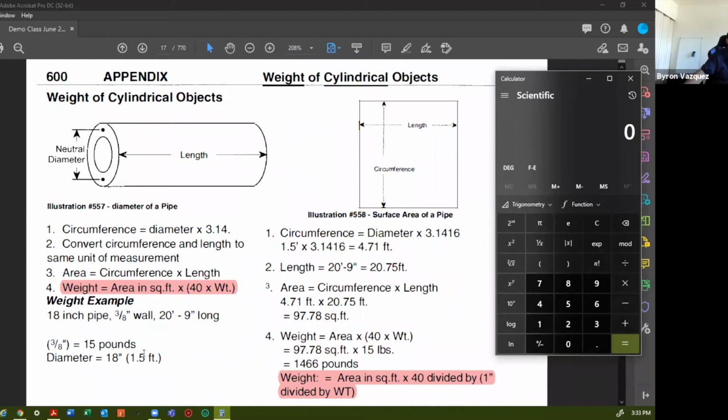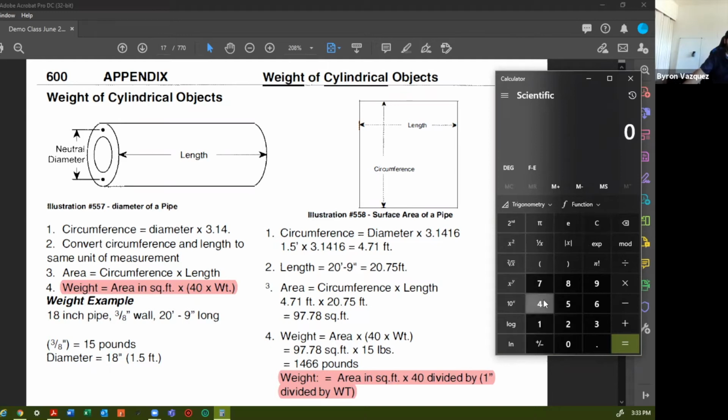So why don't I show you how they did that? What they've done is they went 40 times 0.375 equals 15. So that's how they got that 15 pounds. And there's more than one way to do that.